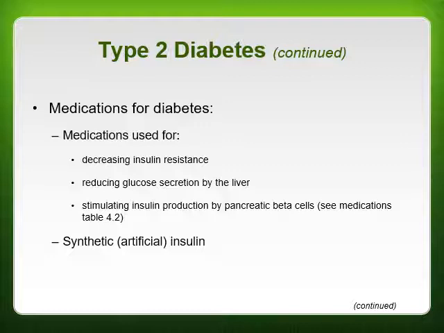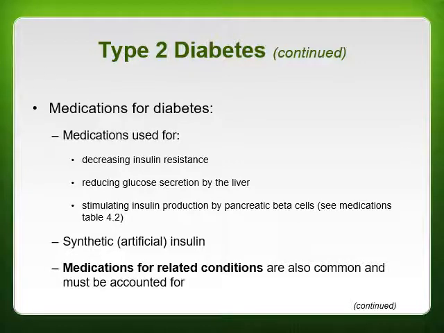They might also use fake insulin, artificial or synthetic insulin. Medications for related conditions are also common and must be accounted for. Remember, a lot of these disorders that we're talking about, oftentimes they don't stand alone. So you don't just have type 2 diabetes. You're not just obese. You're also, and name whatever disease you want to name. And if someone's taking those medications, they all kind of stack on top of each other and they make your job a little bit harder when it comes to picking the right types of exercises.